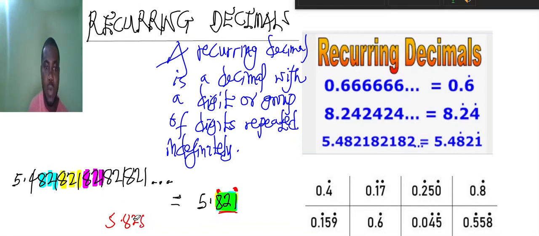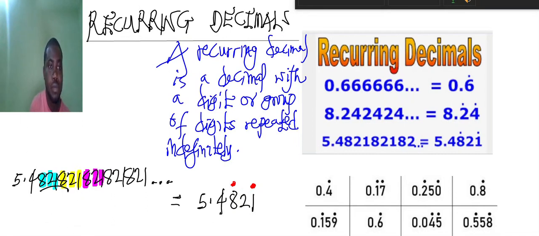Sorry about that, we omitted the 4. So we have 4 first, 5.4, then the recurrence of 821. The recurrence starts at 8 and ends at 1. So that is written as 5.4 then the recurrence of 8, 2, and 1, with the starting boundary at 8 and the ending boundary at 1. So we write 8, 2, 1, another 8, 2, 1, like that.